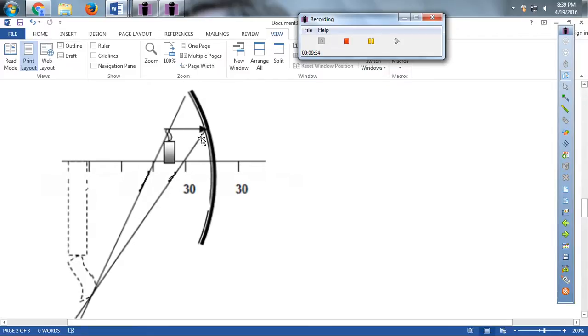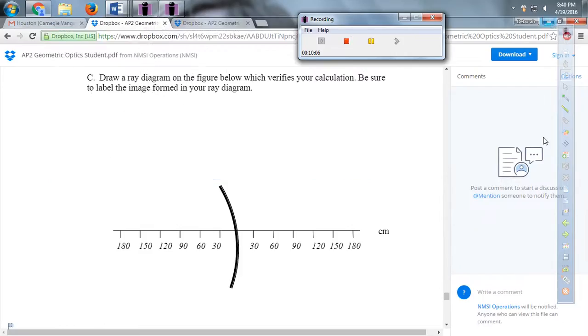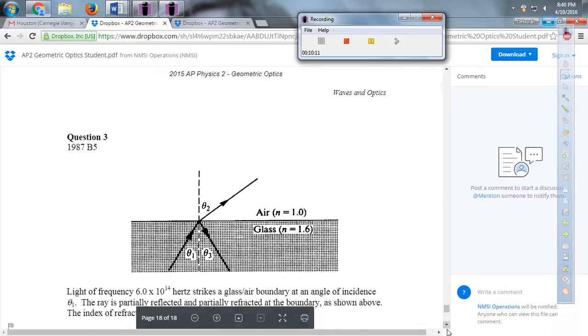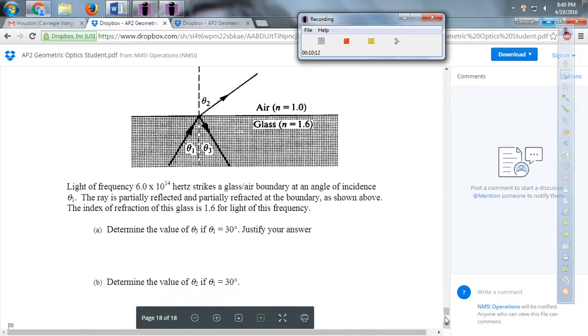Goes in parallel out through F. This one is just going to go through the center of curvature of the mirror. And that's where my image is going to be formed, right in there. Okay. Alright, so we pretended I drew a ray diagram. And then we were done with this one. Alright, so let's wrap it up.